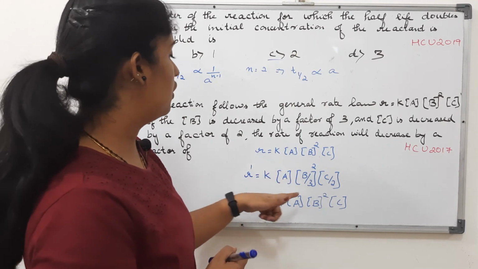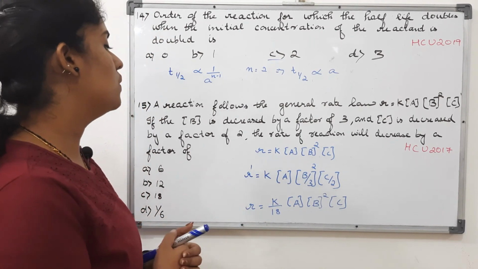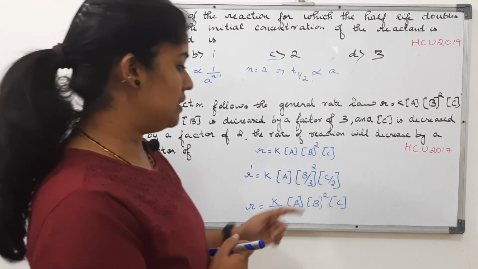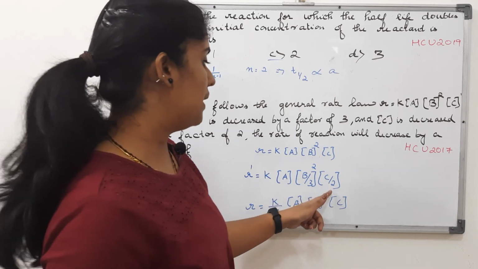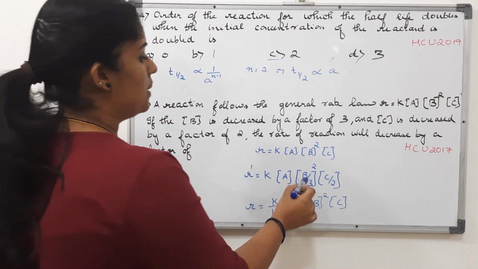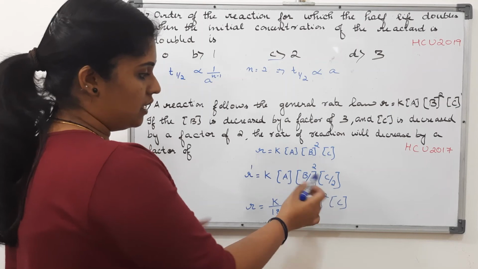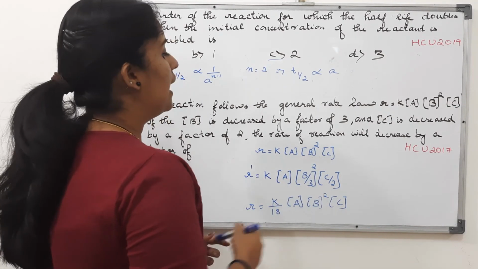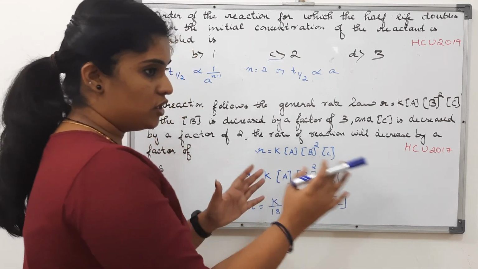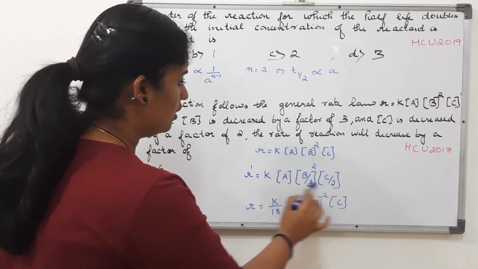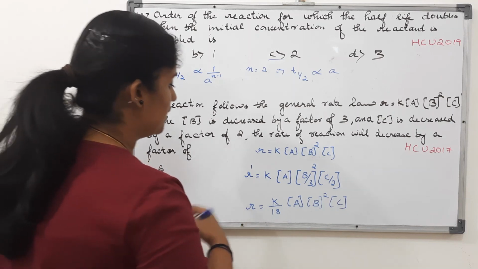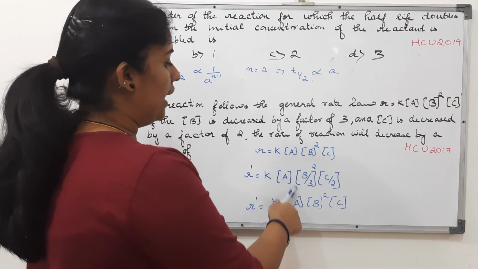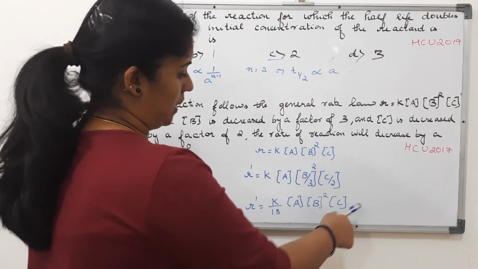So for the new rate, R dash becomes equal to K times A times B by 3 the whole square times C reduces by 2, so it is C by 2. Now this B by 3 the whole square is B square by 3 square, which is B square by 9. And C by 2 is there, and 9 into 2 would be 18. So together if I solve this, I would get my R dash, that R dash would be K by 18 into A into B square times C, right.